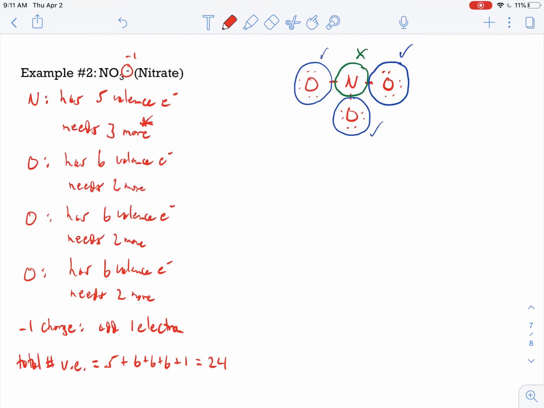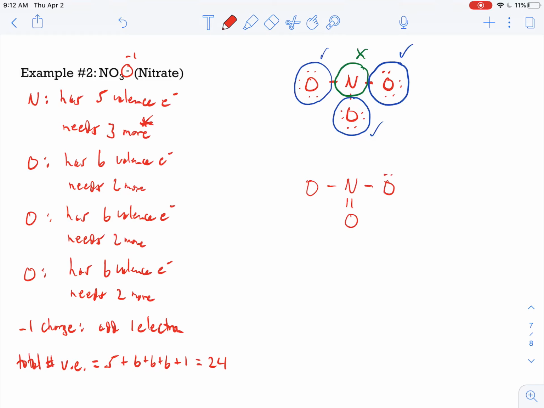So what that tells us is we're going to need to add in a double bond here. I'm going to make a double bond between nitrogen and the oxygen on the bottom. Again, it doesn't matter which oxygen we choose. For right now, I'm just going to use the one on the bottom. We have our nitrogen in the middle, single bond with oxygen on the right, single bond with oxygen on the left, but now we're going to draw in a double bond to the oxygen down below. So right now we've taken care of a total of 8 of our electrons here.